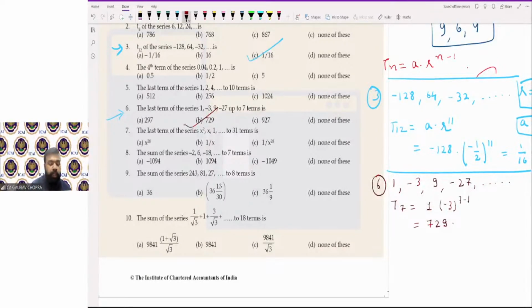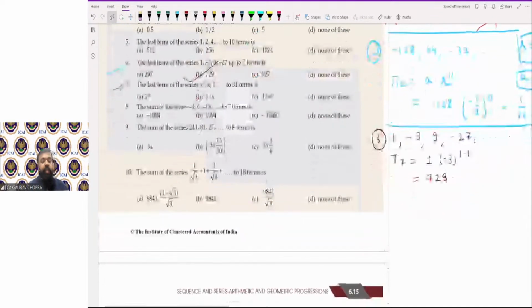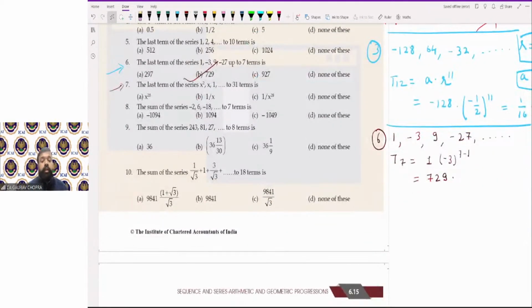Question number 7, the last term of the series x square, x, 1 and so on up to 31 terms. So you have to find out the last term, that is T31. What is the first term? X square. Then what is R? Common ratio. Common ratio is 1 by x. And to the power of n minus 1. So 31 minus 1 gives 30. Now you can simplify and get the answer.